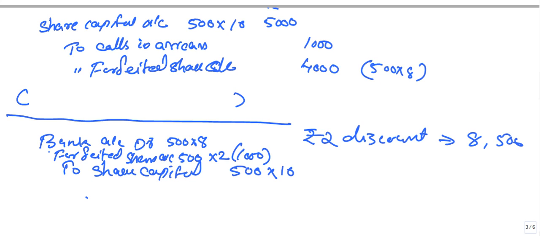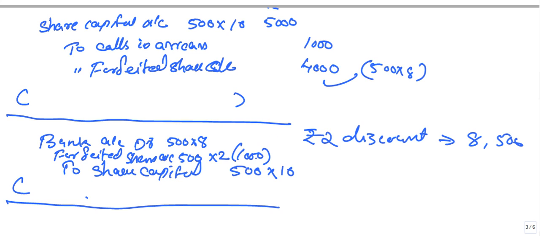Okay. And then we write the narration: 500 shares are reissued at the rate of ₹8 after giving 2 rupees as a discount. Then in our forfeited shares account, how much balance is there? Check here. The forfeited shares account balance is 4,000 rupees. How much did we take? We took only 1,000. The balance amount is there now.